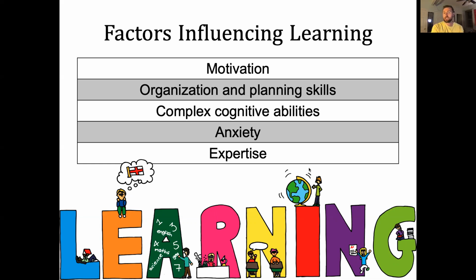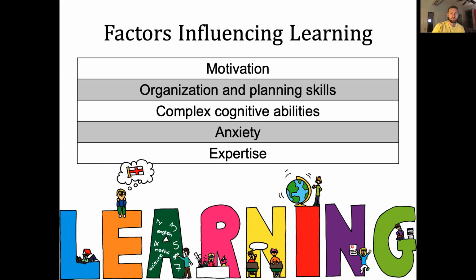So for instance, intelligence, just natural existing abilities, can influence learning. Anxiety: if you are too anxious, or on the other hand, if you are not anxious enough, there's this optimal level of arousal that can influence learning. And then finally, expertise. I alluded to that earlier, but basically how much knowledge you have of a particular area can influence future learning.